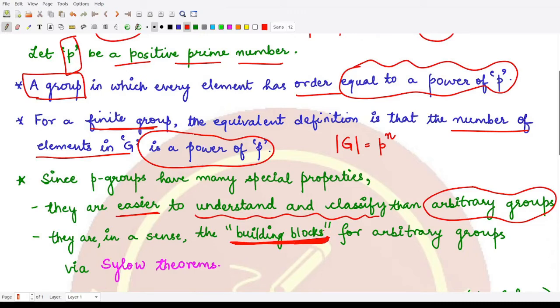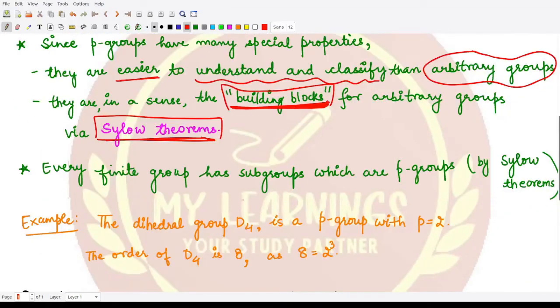So because it is so, we use them as the building blocks for any arbitrary groups via Sylow theorems. Now what are these Sylow theorems? We'll be studying these later on in the course, so we are not as of now going into detail of these Sylow theorems. So let's move forward to see our next point.